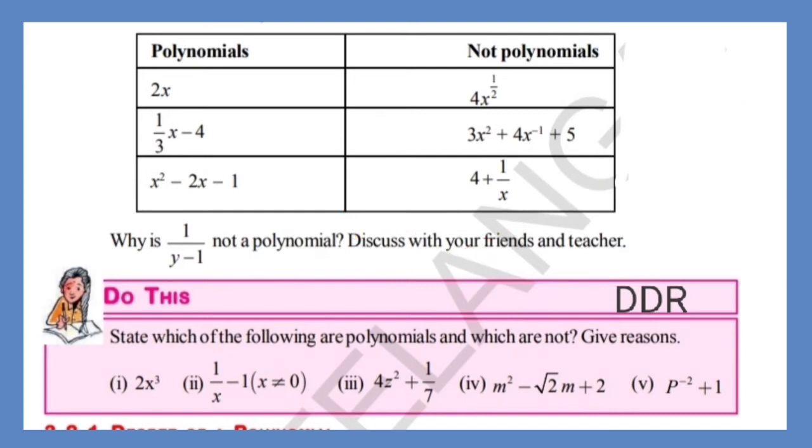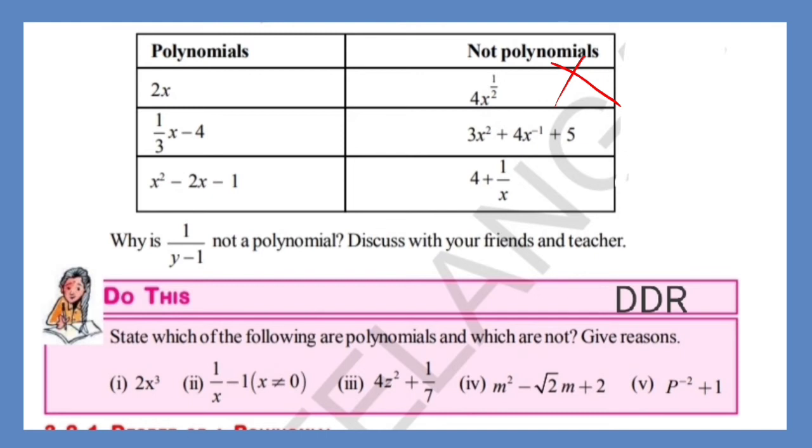Coming to the not polynomial side, 4x to the power of 1 by 2. It is not a polynomial because it is looking like ax to the power of n, but the power 1 by 2 is not a whole number. So that is why 4x to the power of 1 by 2 is not a polynomial. Next, second one, 3x square plus 4x to the power of minus 1 plus 5. See, first and last term okay, but the middle term is in the form of ax to the power of n, but power is minus 1. So minus 1 is not a whole number.